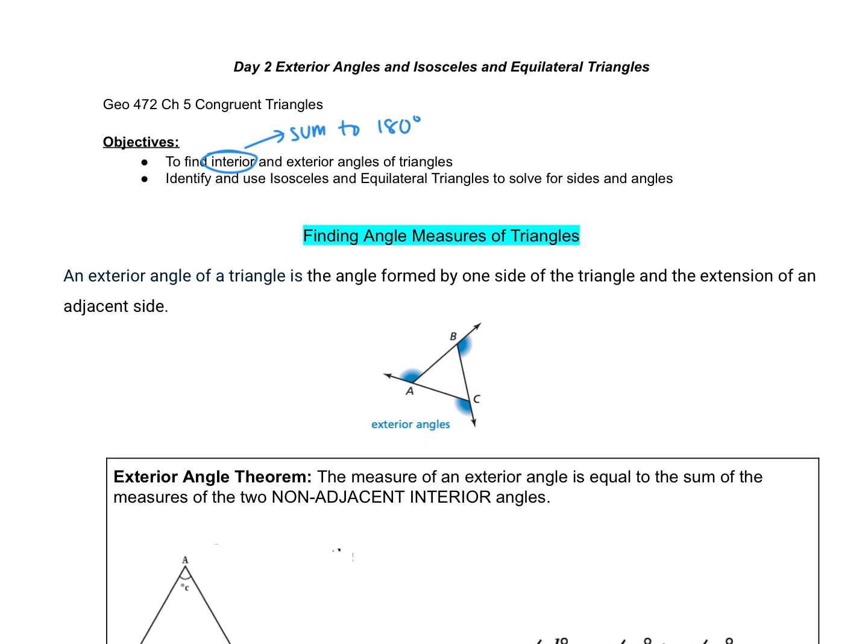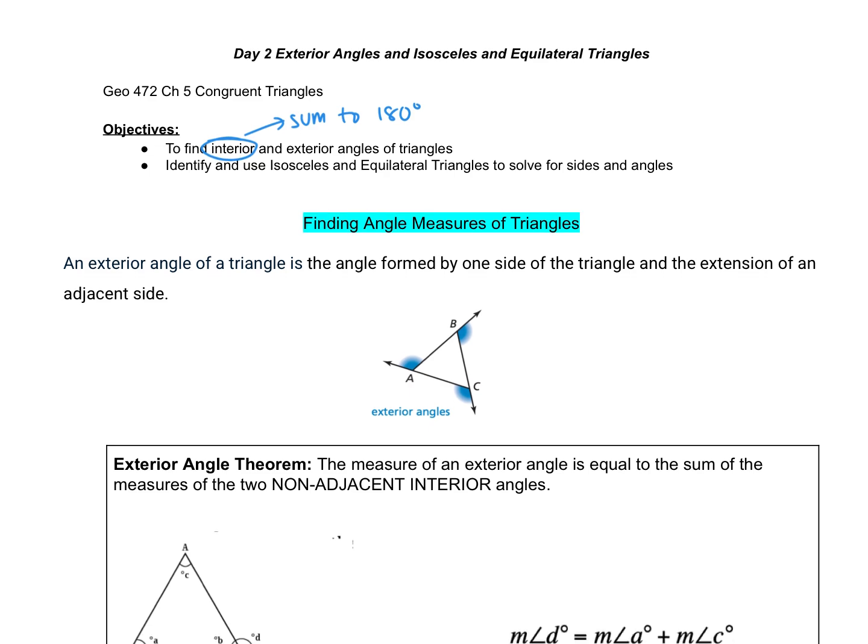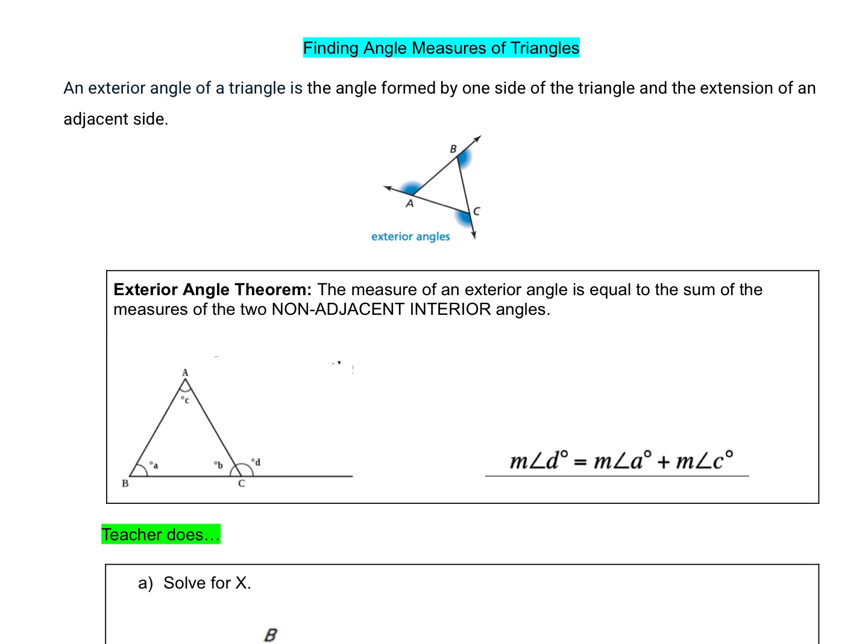What we're going to talk about today is exterior angles. And then specifically, we're going to do a deeper dive into isosceles and equilateral triangles. Well, let's talk about exterior angles first. An exterior angle is the angle that is formed by one side of a triangle and then extending that side. Okay, so it's extending only one side.